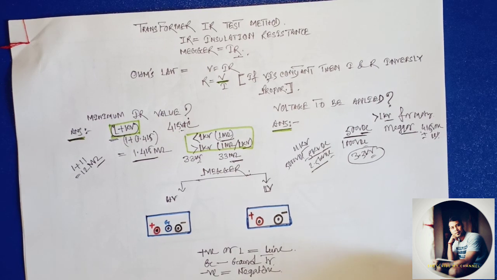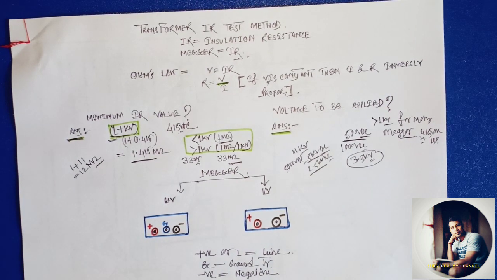Okay friends, let's move forward. Here I have classified the meter into two sections, HV and LV. You can see that in HV there is a G point. G means guard terminal, and in LV there is no G point.